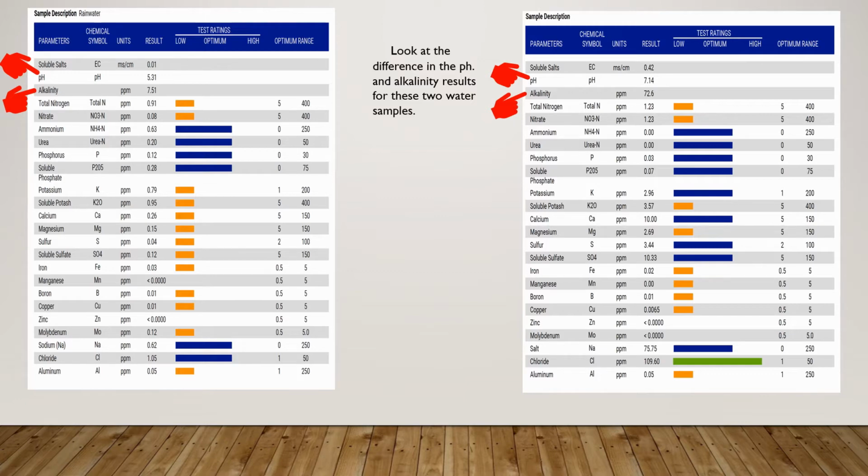And correspondingly, if we look at the rainwater with a low pH, we can see that the alkalinity, or the ability of that water to neutralize acids, is very low. On the right, the alkalinity is very high, which would automatically indicate to us that the pH is probably going to be high because we have a high abundance of ions that are going to neutralize the acids and correspondingly make our pH go up.